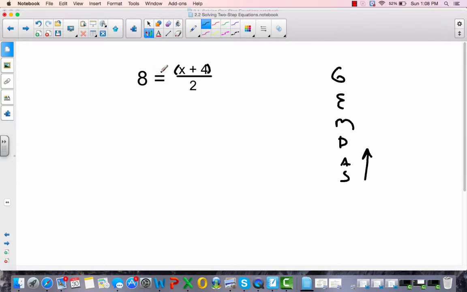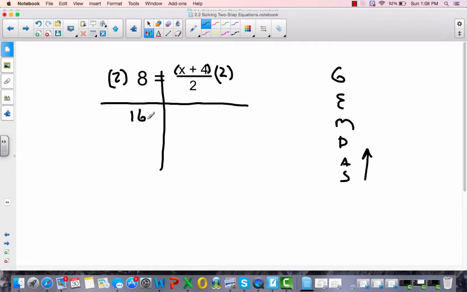So we've got to get rid of the 2 first. So we multiply both sides by 2. Draw a line indicating a new step. 2 times 8 is 16 equals, these two cancel each other out, and you're left with x plus 4. We need to get rid of the plus 4 now, so we do minus 4 on both sides. And that leaves us with 12 equals x, and these two cancel each other out. So the answer is 12.